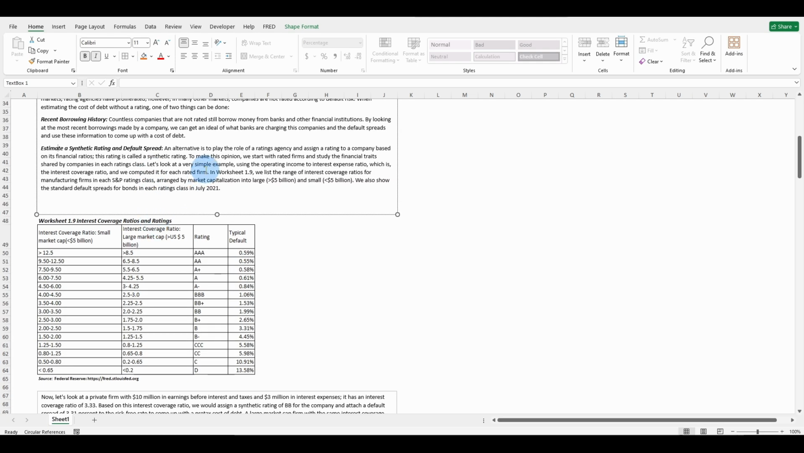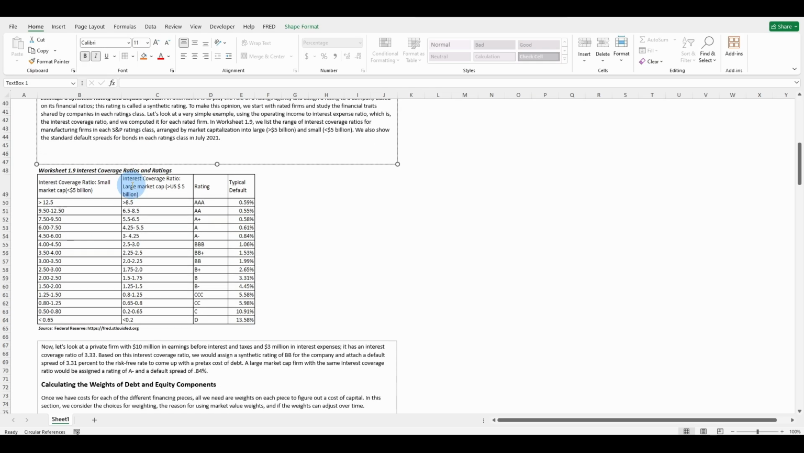Using the operating income to interest expense ratio, which is the interest coverage ratio, we computed it for each rated firm. In worksheet 1.9, we list the range of interest coverage ratios for manufacturing firms in each S&P rating class, arranged by market cap into large, greater than 5 billion, and small, less than 5 billion. We also show the default spread for bonds in each rating class as of July 2021.